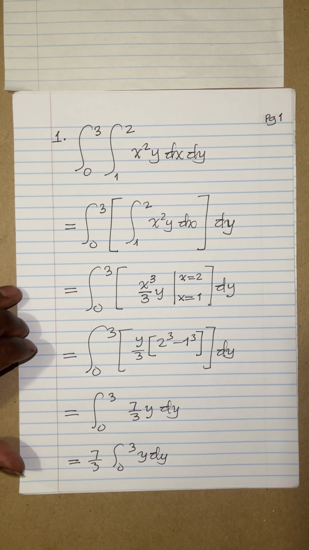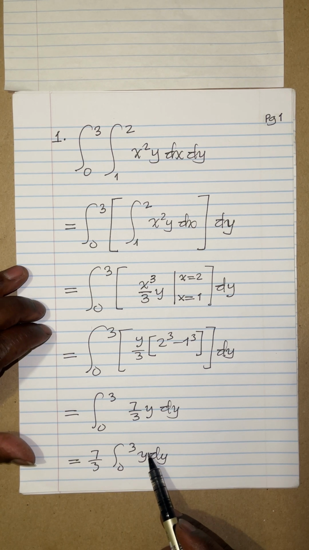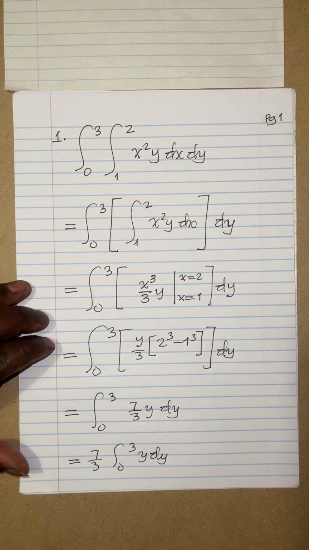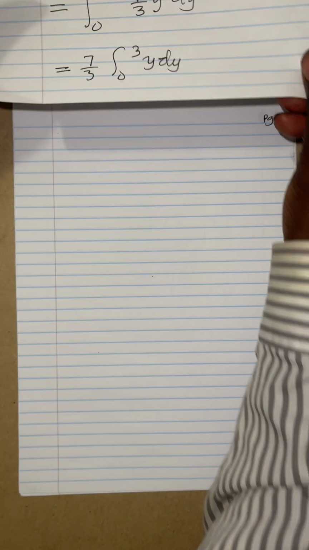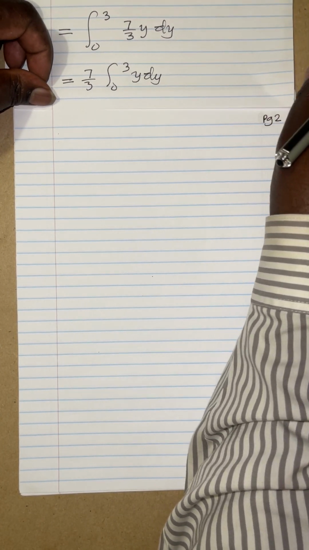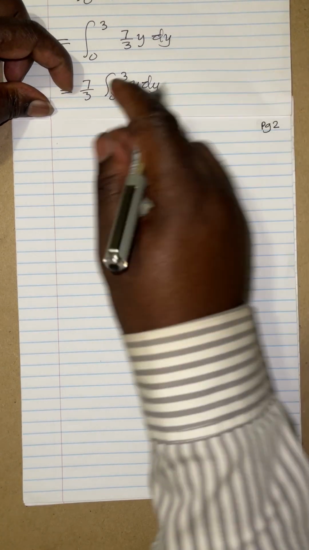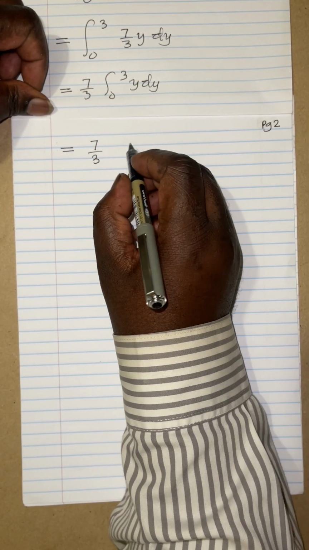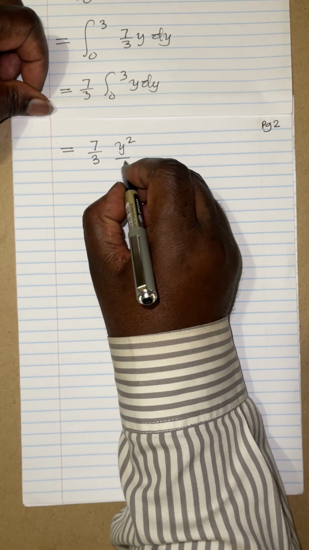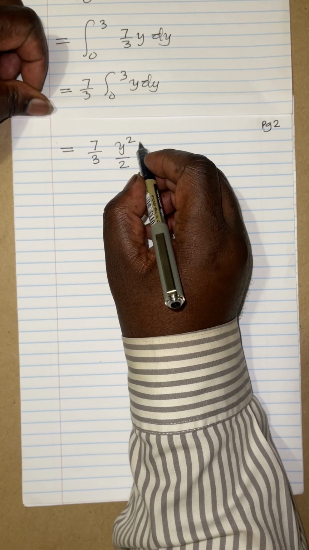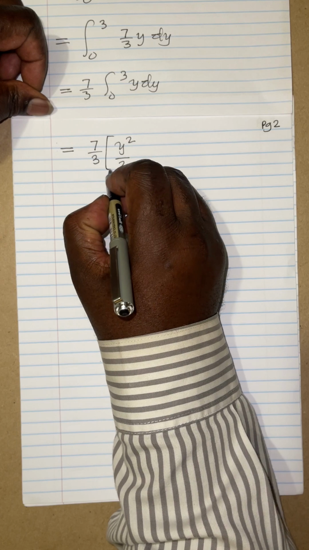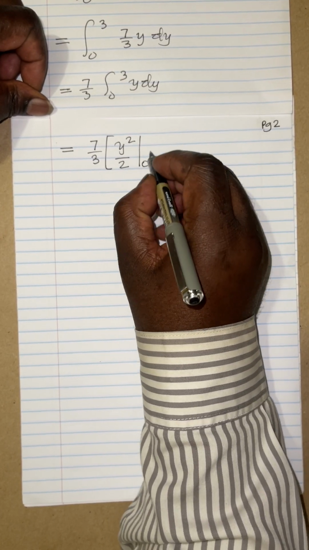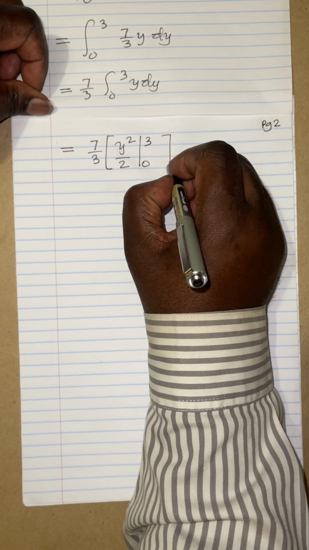Now what do we say? The integral of y, remember there is a power of 1 here on y. We add 1 and then divide by the same result that we get. So let's go to page number 2 here. And yeah, so basically I'm saying this is equal to 7 over 3 outside there, remember, and then we have y squared all over 2. And limits of integration, if you allow me to use brackets here, now we have only one variable. I just have to say 0 up to 3, like that.